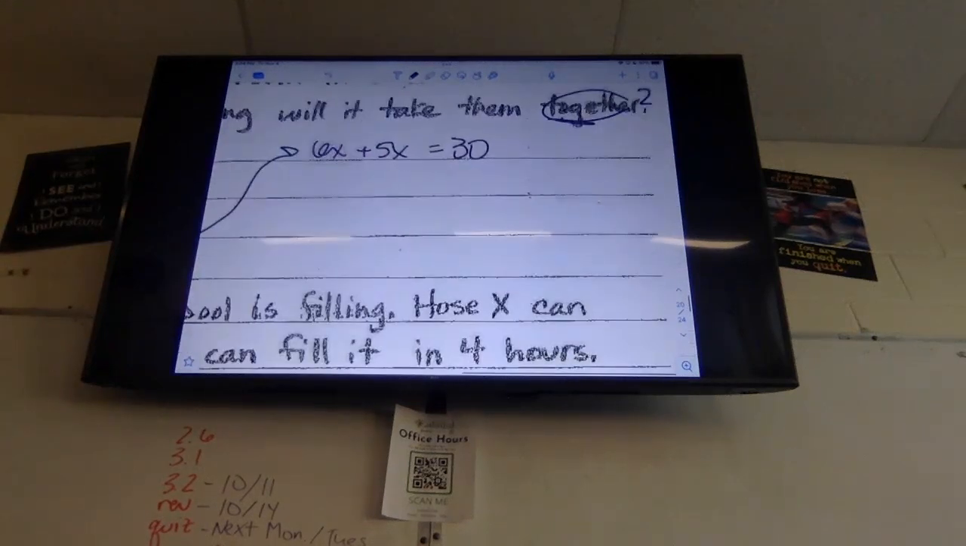6x plus 5x equals 30. Now that looks like a simple Algebra 1 equation, right? 6 plus 5 is 11x equals 30. 30 divided by 11. If you said it took them 30 divided by 11 hours, I'd be like, that doesn't mean anything to me. So let's make it into a decimal, 2.7 hours.